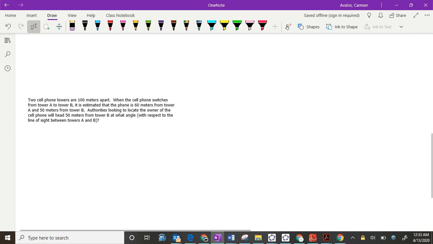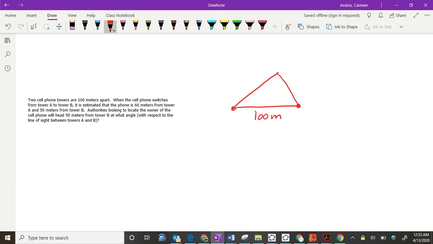And here's a word problem using this information. So what do we have here? We have two cell phone towers that are 100 meters apart. And so if I were to draw a triangle here, that is what we're going to get. So we have this here. And so I know that this here is 100 meters. So this one here is A, and this one here is B. And then the cell phone is right here.